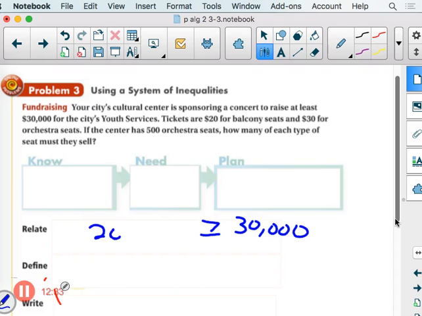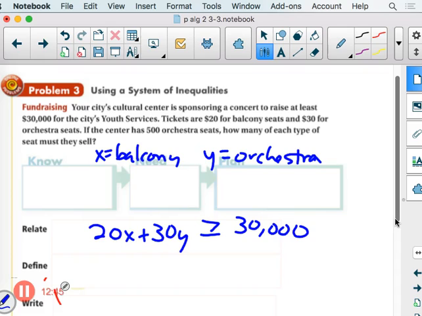20 for the balconies, 30 for the orchestra. So X will be the balcony, and Y will be the orchestra seats. All right. So far, so good. Jake. We need another total. Somewhere up there must be another number that represents a total. 500. Okay. Now, 500 what? Okay, so should they sell 501 orchestra seats? They can't. Somebody would be sitting in somebody's lap. So less than or equal to, and the orchestra seats are just Y.